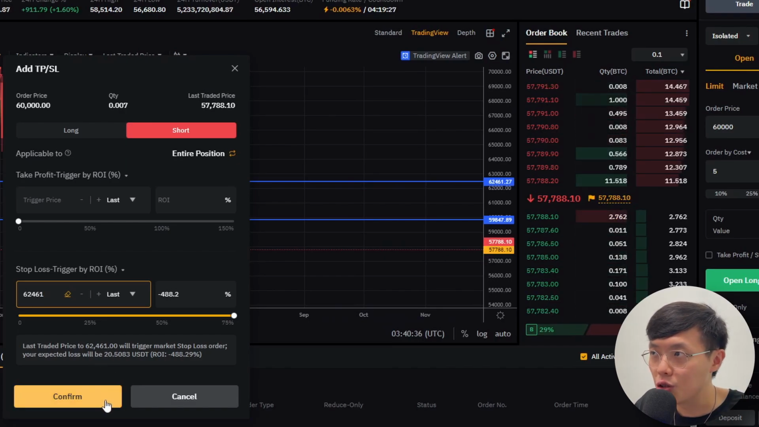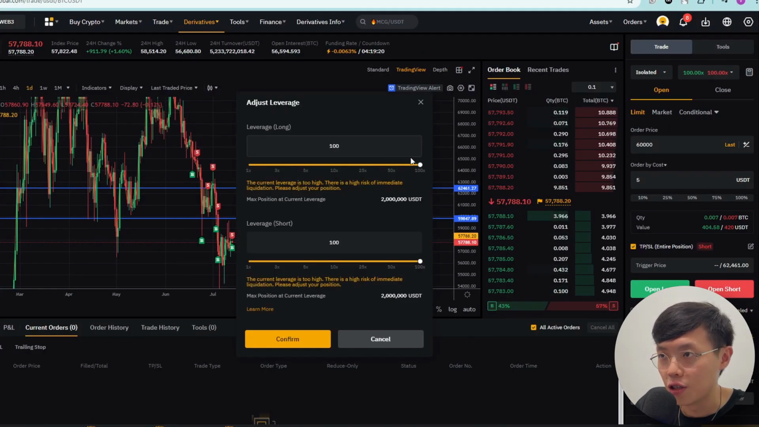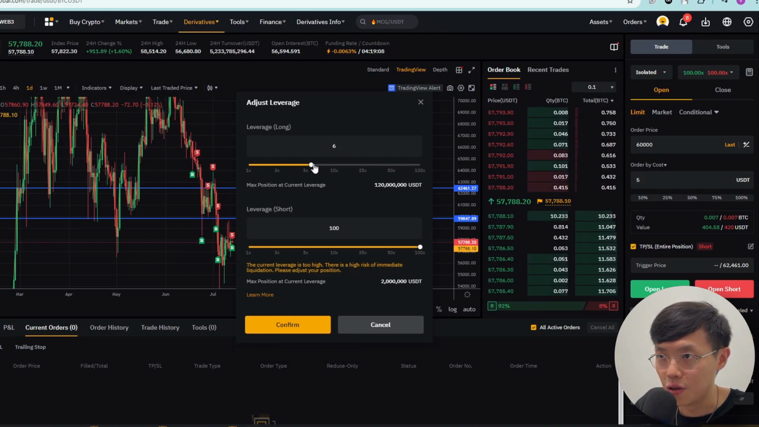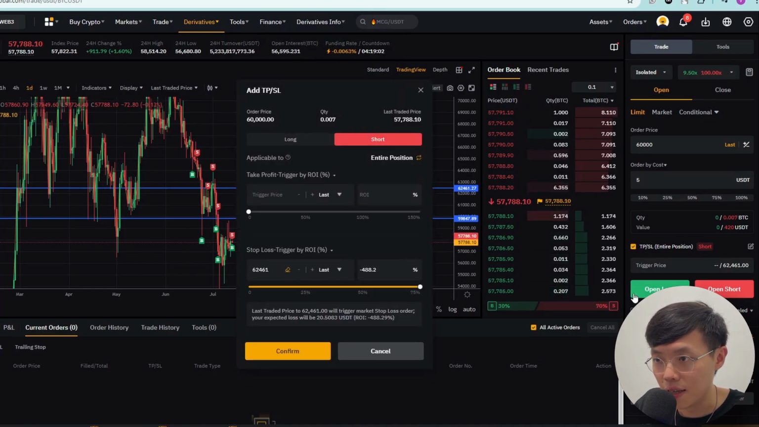So if we want to use isolated mode, you have to change your leverage to exactly the point where you want to have the stop loss. That's why cross margin is better, right? You don't have to do all this editing and changing your leverage. So for example, I change it to 9.5, right? 9.5. I see again for my TPSL, right?